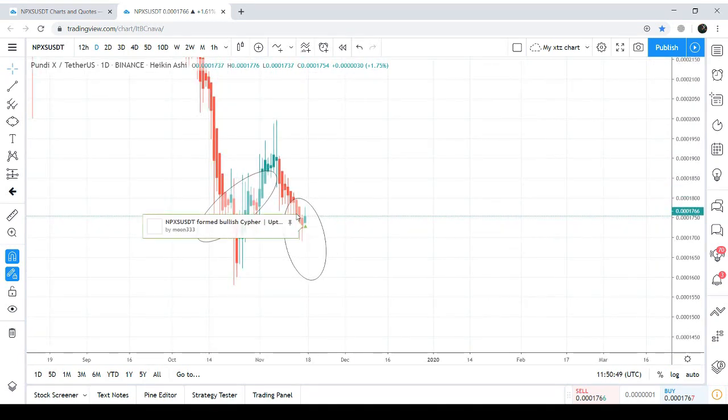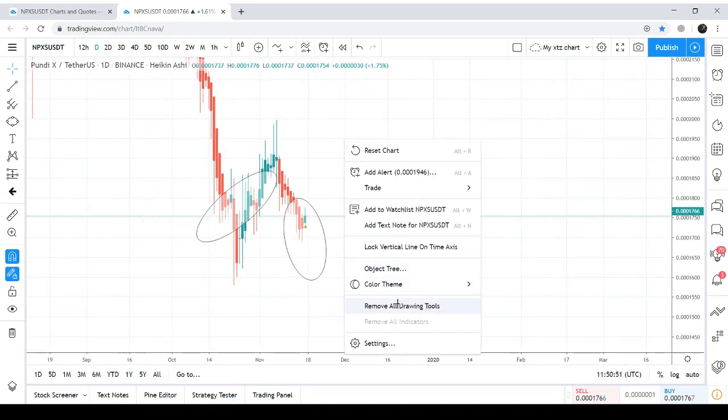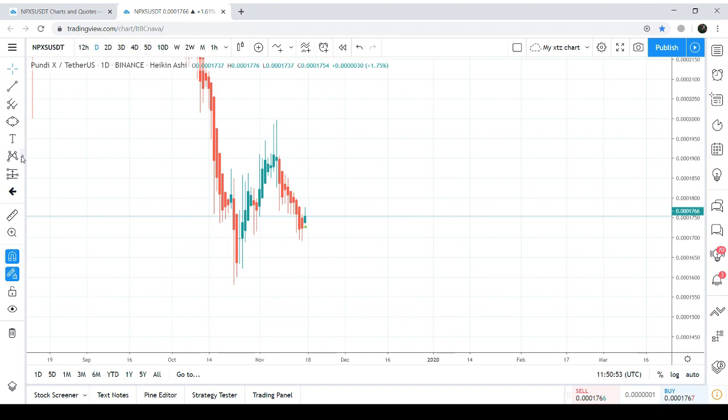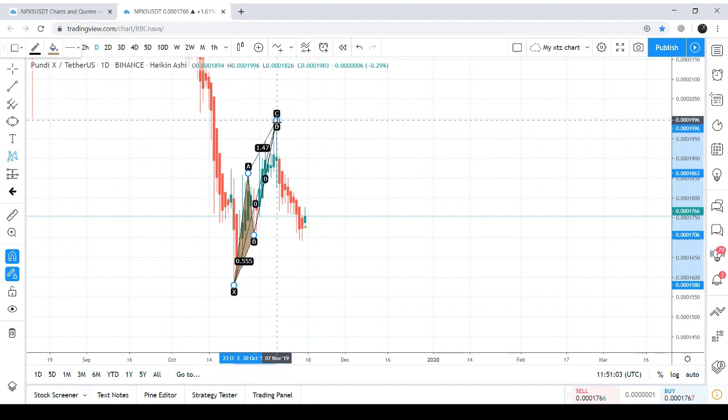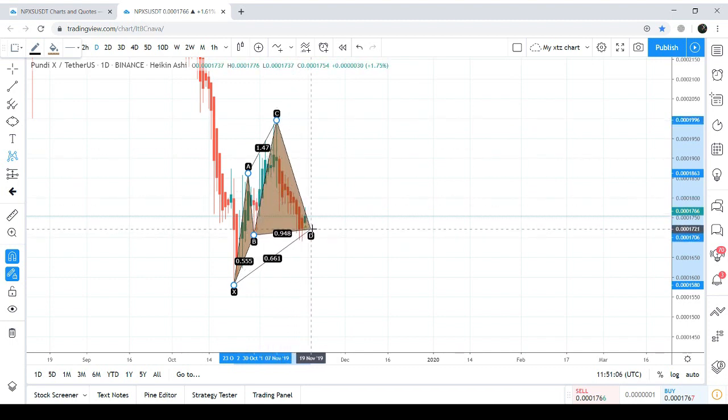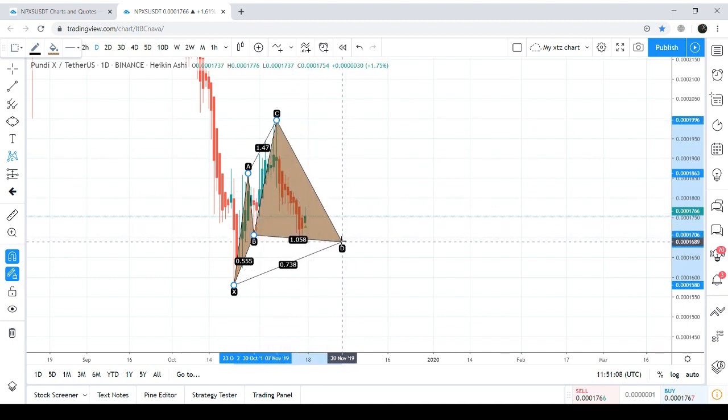And after removing all these indicators, we can see the price action very closely like this. Now we can see that the price action has formed a harmonic pattern, and that is a bullish Cypher pattern. All right, let's have a look at how perfect this pattern is.